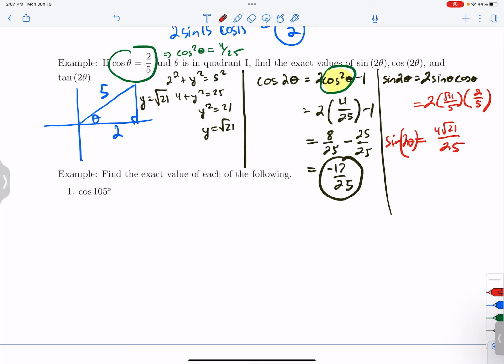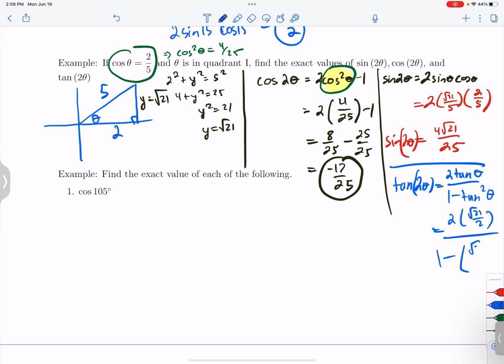And then tangent of 2 theta, that formula is 2 tangent theta divided by 1 minus tangent squared of theta. So tangent of theta, well, tangent is opposite over adjacent, so 2 times square root 21 over 2, divided by 1 minus tangent squared, so root 21 over 2 squared.